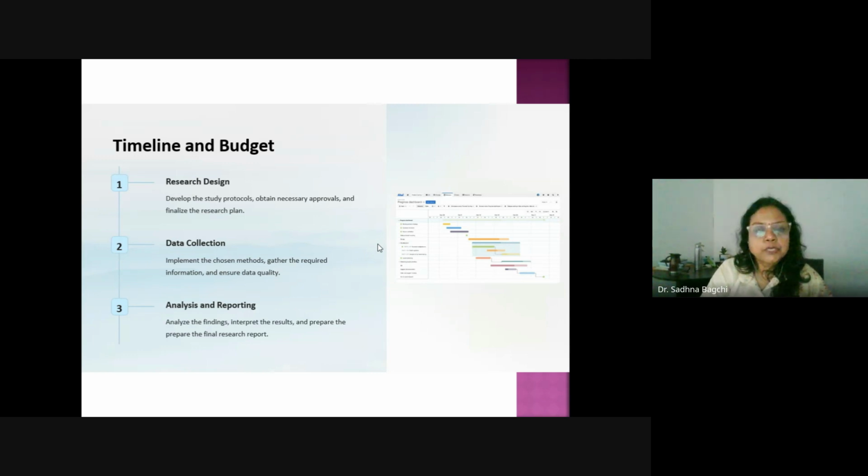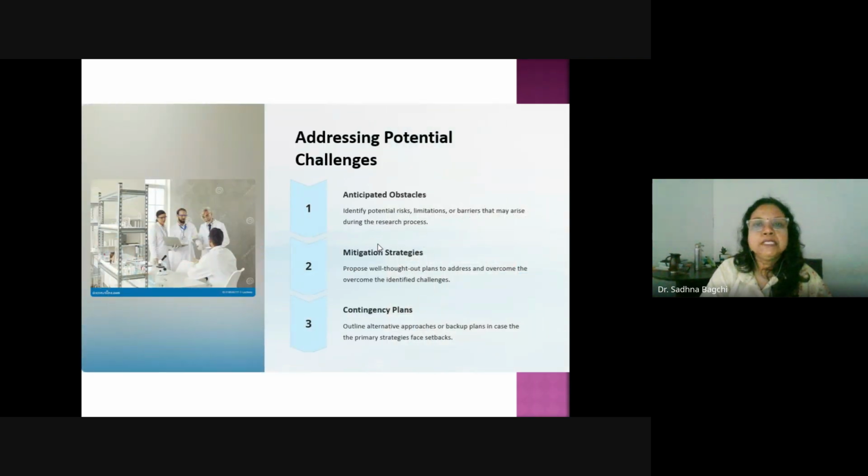So I am going forward straight with addressing the potential challenges. Now, as a researcher, these are the things that can come in the journey of this report writing. So first, anticipated obstacles are identified. Because every proposal has some sort of risk and limitations, the barriers. So naturally, you have to identify all these barriers or obstacles, and you have to handle these things.